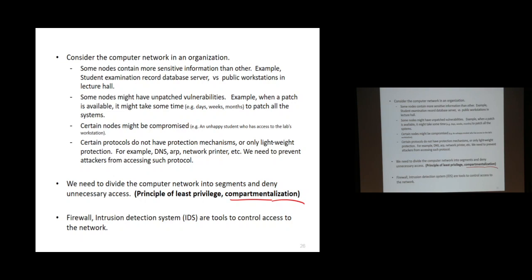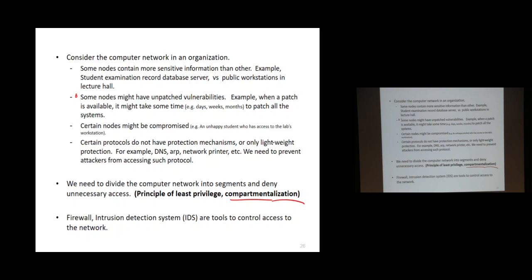Just another example: machines have a lot of vulnerabilities. Sometimes when a vulnerability is made known, we have to patch them. In an organization like NUS, there are so many machines to patch. So a system admin will have some priority. He will patch the more sensitive, more important servers first. The PC in the programming lab will have the lowest priority, because we have so many machines.